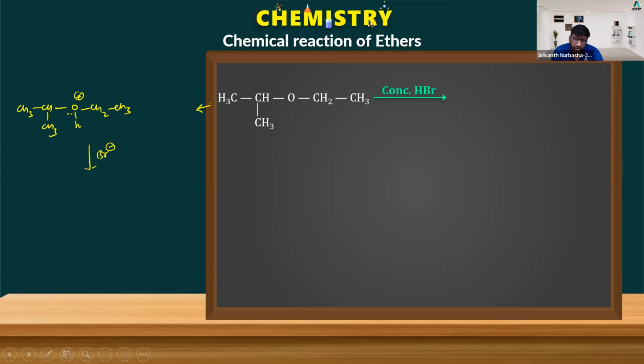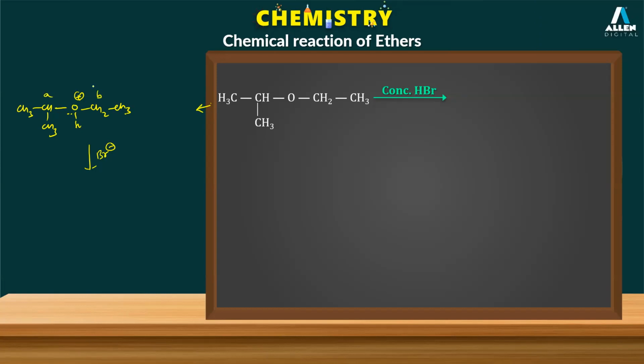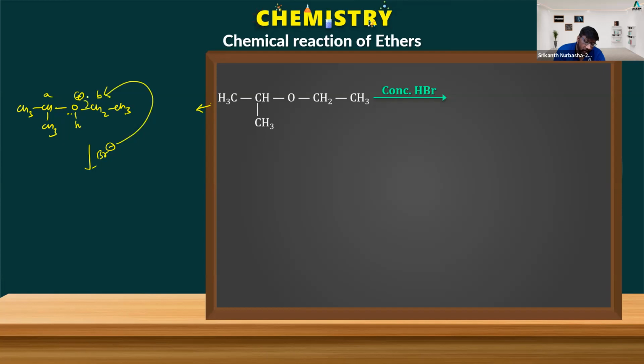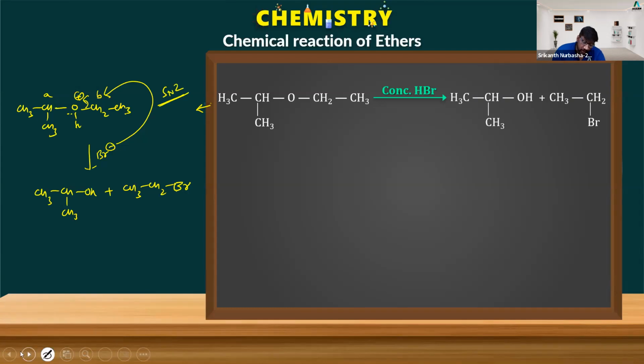SN2 means you have to think of minimum repulsion. Where are the repulsions minimum? Like A, B. B. So Br minus attacks this particular carbon. The CO electron pair is given to oxygen, generating CH3CH3OH plus CH3CH2Br. Okay, SN2 happened. SN2 occurred. CH3CH3OH plus CH3CH2Br.